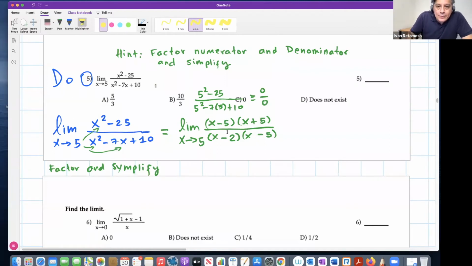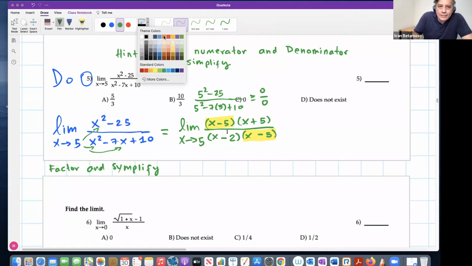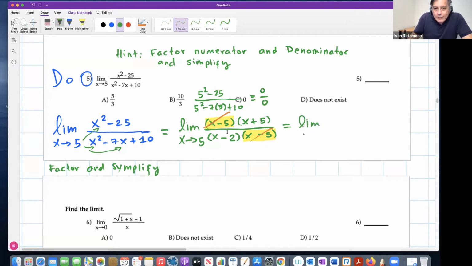Now if you look at the numerator and the denominator, it's not hard to see that these two factors are exactly the same, so we can cancel them. After canceling, notice we are left with a rational function x plus 5 over x minus 2.